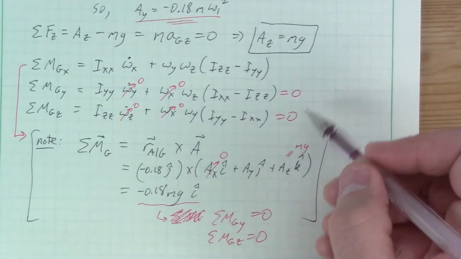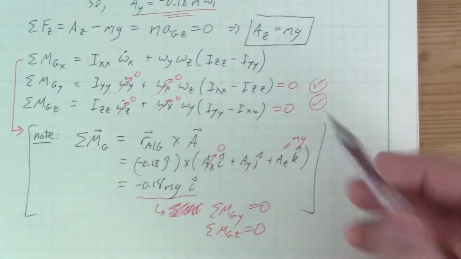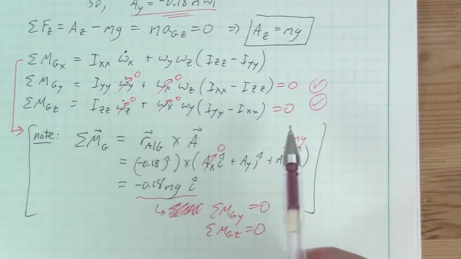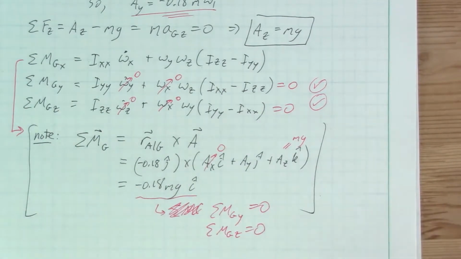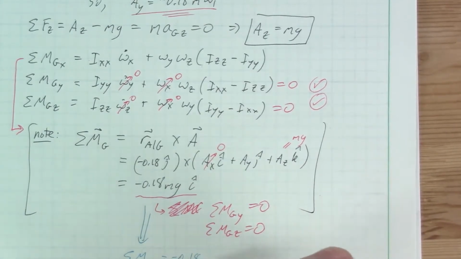Well, that's what we did, we got that up here. So we just confirmed that the right-hand side should also be 0. Okay, left-hand side is 0, right-hand side is 0. And now we know what this also tells us, that the sum of the moments about G, x component, should be minus 0.18 mg, right?